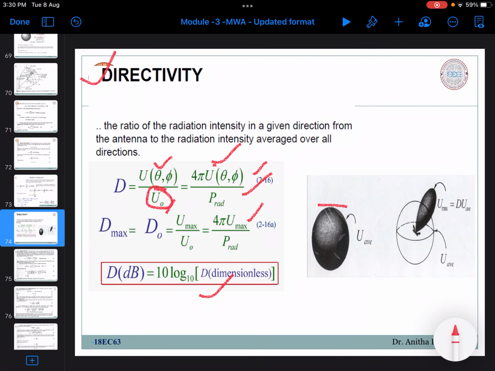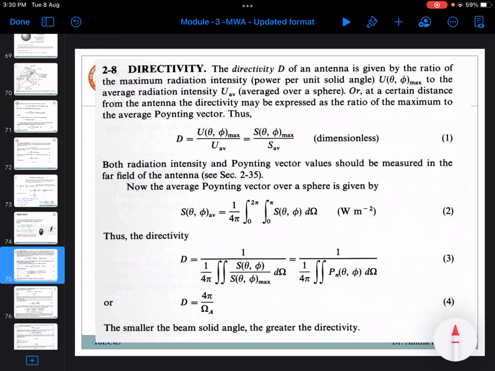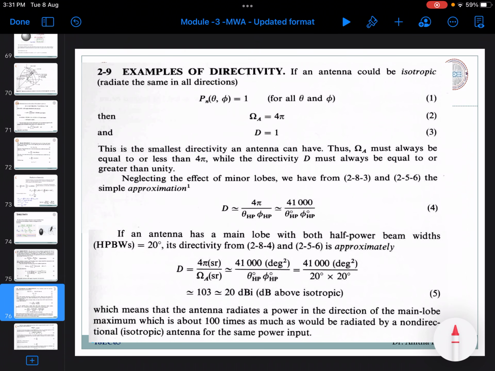So here you can observe this is the average radiation pattern or radiation intensity of an isotropic antenna. This is for a directional antenna. In comparison with respect to this, we'll define the directivity. It is a comparative parameter actually. So you can define it either in terms of radiation intensity or in terms of radiated power density. Or you can also define the directivity in terms of omega A, beam area or beam solid angle. Omega A is the beam solid angle. It is inversely proportional. One can derive that.